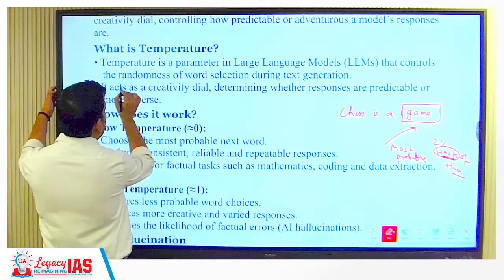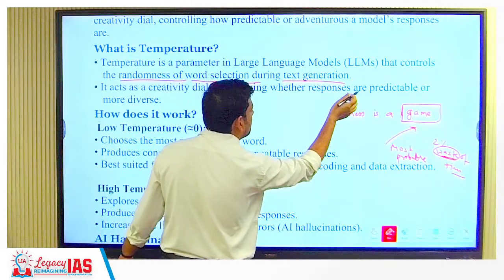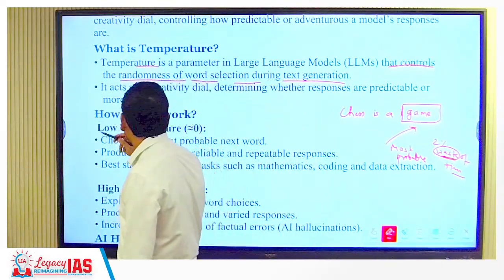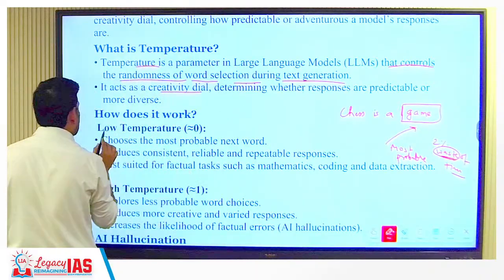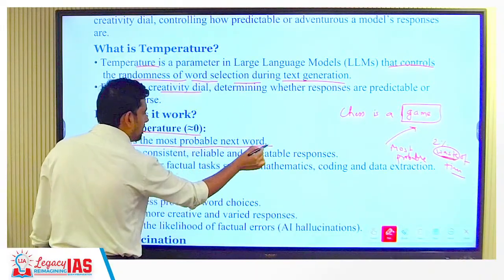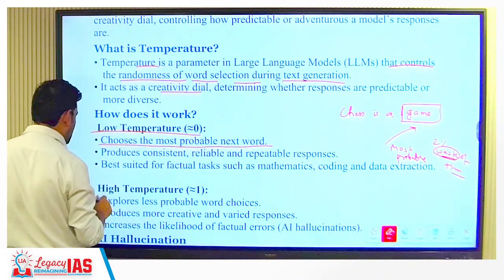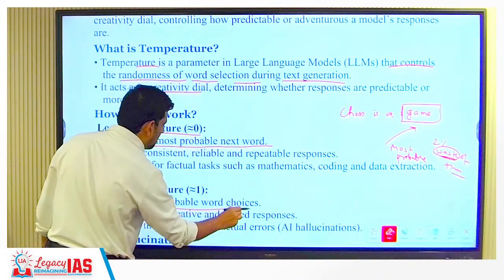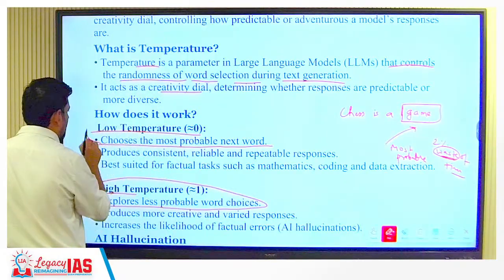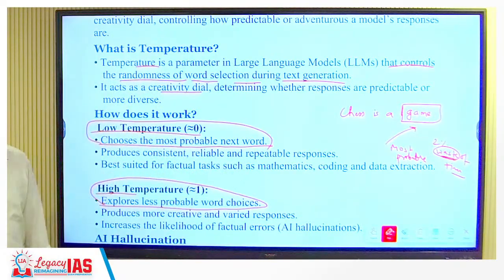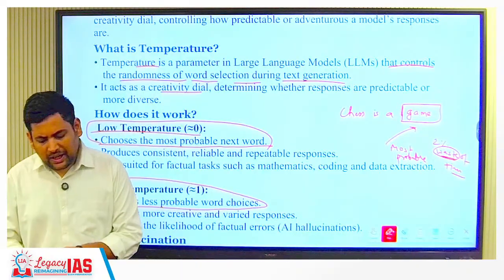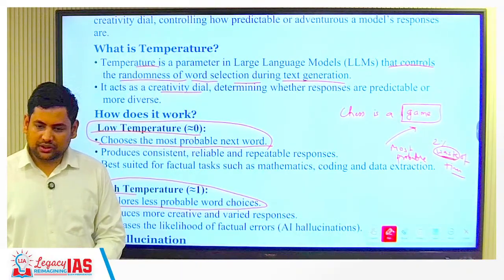So the randomness of word selection during text generation is controlled by temperature. This is like a creativity dial. Low temperature chooses the most probable next word, correct, the exact thing. High temperature explores less probable word choices. If you just understand these terms, that much is enough. What is temperature? What will happen at low temperature? What will happen at high temperature? That's it. It goes approximately like 1.2, 1.3, that also.